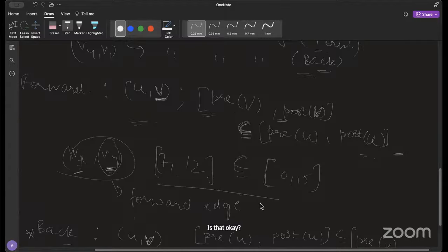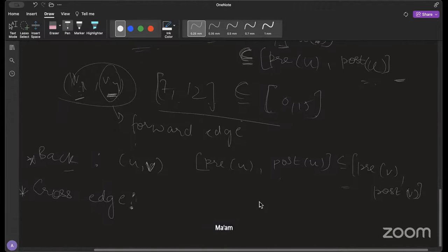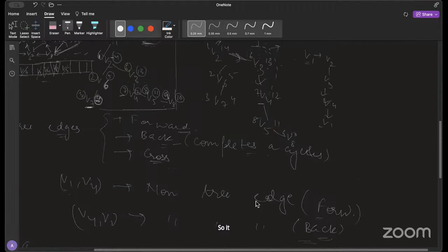Ma'am, then is it that V1 is indirectly connected to all the other vertices through a forward edge? No, it doesn't mean it's connected to all the vertices.